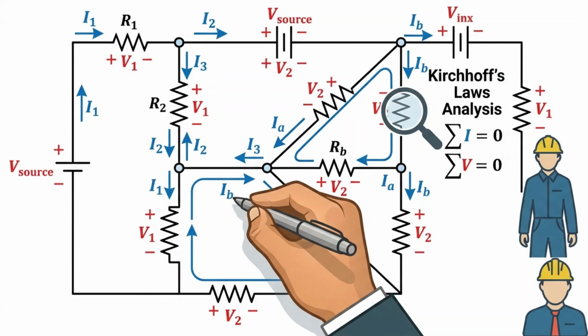How do engineers analyze circuits with multiple branches, loops, and components? Instead of guessing where current and voltage go, engineers use two powerful rules that work in almost every electrical circuit. In this video, we'll learn Kirchhoff's current law and Kirchhoff's voltage law, the foundation of circuit analysis.